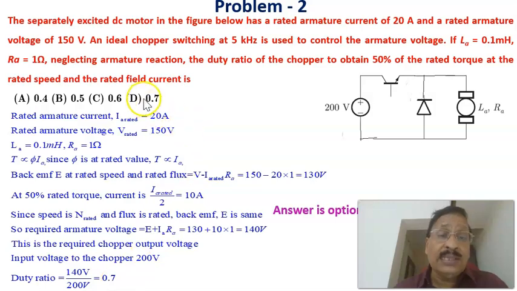Therefore, the answer is 0.7, which is option D.